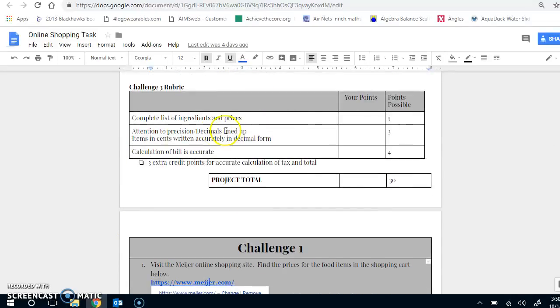Challenge 3 rubric. You receive 5 points for a complete list of ingredients and prices. 3 points for, again, attention to precision, lining up those decimals. Items and cents written accurately in decimal form. You receive 4 points for calculating your bill accurately. In this challenge, you have the opportunity for 3 extra credit points for accurately calculating the tax and total. This project is worth a grand total of 30 points.